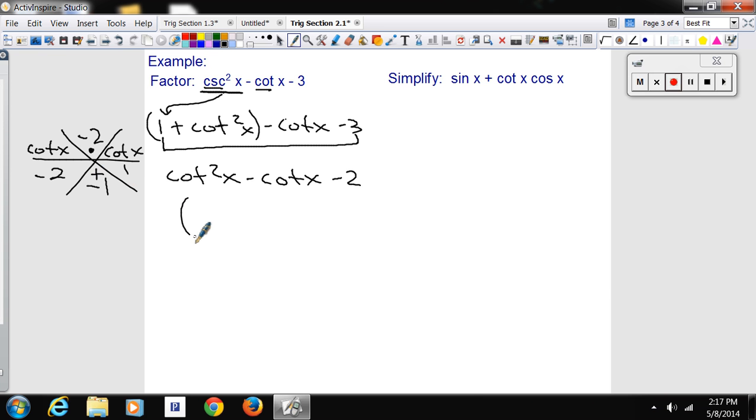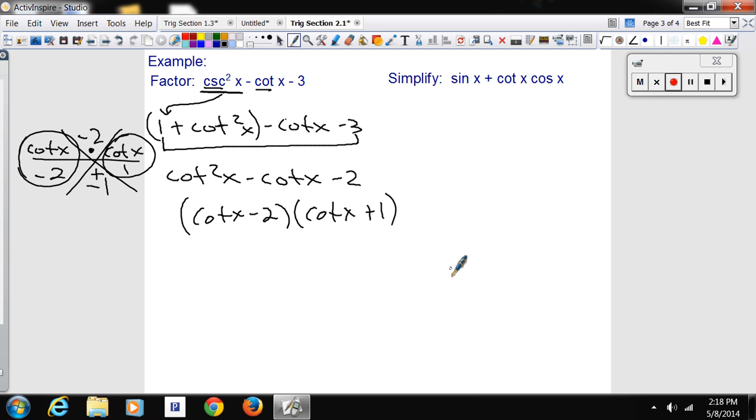So your first parenthesis is right there. Cotangent x minus 2. Your second one is right there. Cotangent of x plus 1. There's your two parentheses. That's factored. That's all it's asking to do is factor. We can't solve it unless we can factor it, so we got to break it down first. So we're going to need to be solving these in the next few sections.